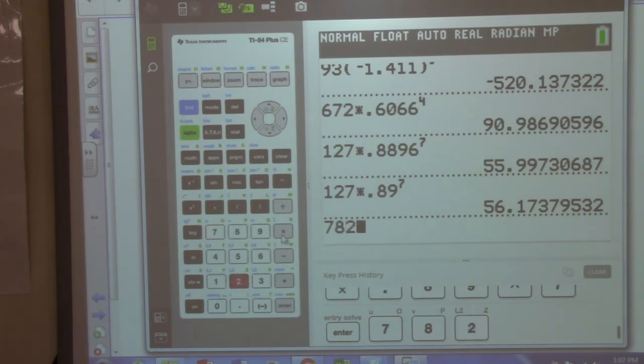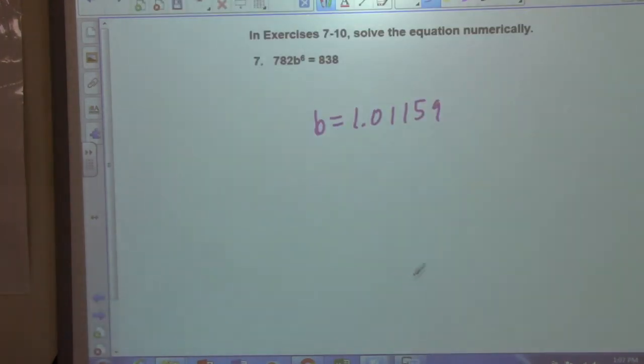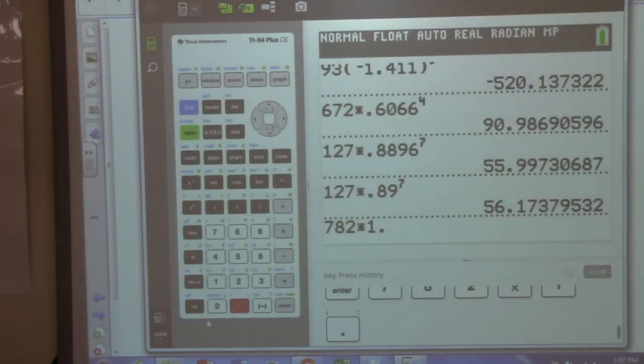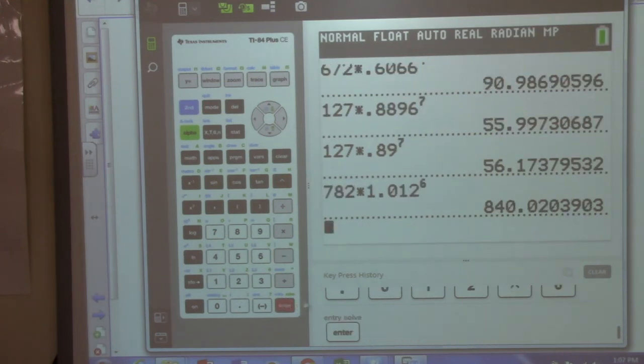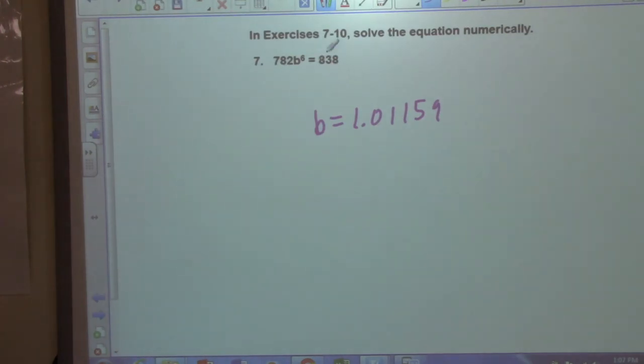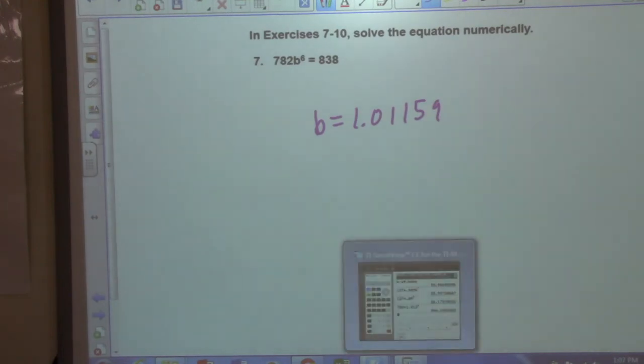782 times 1 point... what was that? Forgot already. 1.012 is what I meant to put down. 1.012 to the power of 6th. Then we get this, which is 840. Yeah, so it's 2 off. Whereas this one here, 1.0059, you're going to see how much more accurate that is.